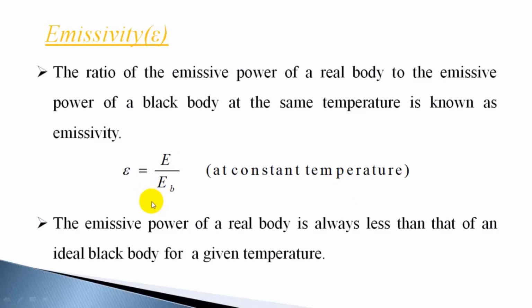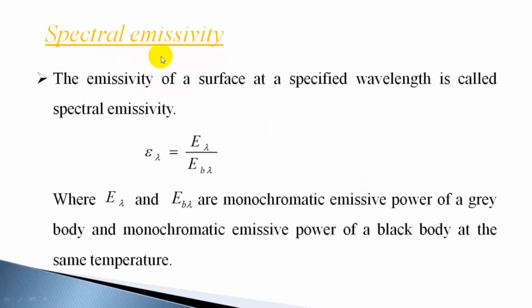Generally, emissivity refers to the total hemispherical emissivity. Total hemispherical emissivity means you are taking the emissive power of a body in all directions, considering all wavelengths. That is total hemispherical emissivity. And generally, emissivity refers to total hemispherical emissivity. We will see what a spectral emissivity is.